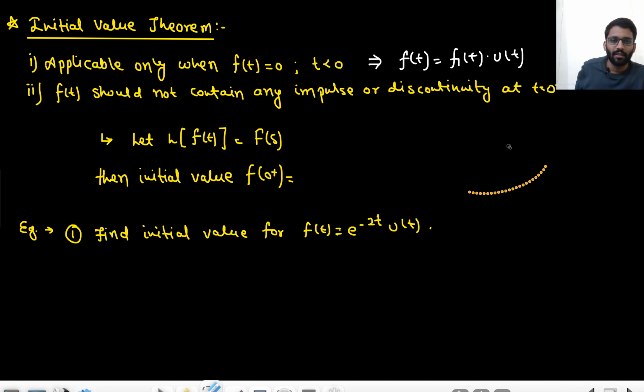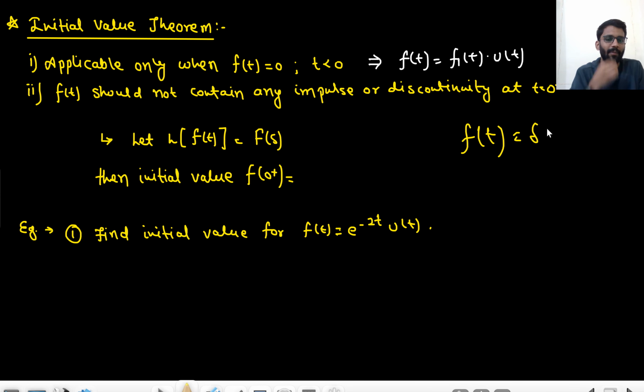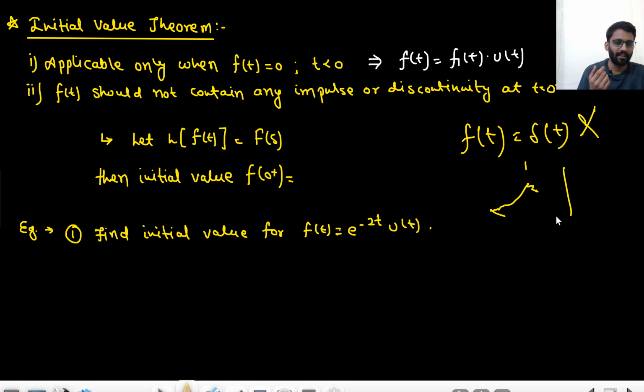Okay. So two conditions are there. First, the signal should exist only for t greater than 0. And the second is that it shouldn't have any impulse or discontinuity at t equals to 0. Like it wouldn't be applicable for delta t, right? f(t) equals to delta t. For that it will not be applicable. Why so? Because at t equals to 0 we are having an impulse, right?